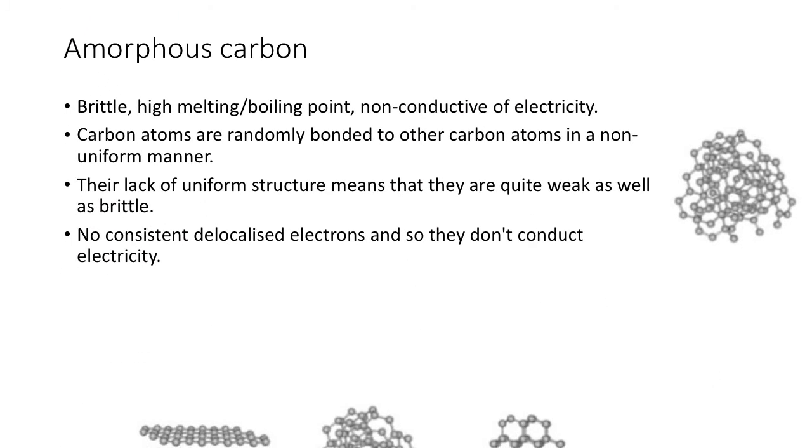Then finally, we have amorphous carbon, which is brittle, has a high melting and boiling point, and is non-conductive of electricity. This is generally the carbon that is coal or soot, and it's just a randomly jumbled mix of atoms. They're not forming a nice, pretty structure, so it's in a non-uniform manner. The lack of uniform structure makes them quite weak as well as brittle. So instead of being hard and brittle like diamond, this amorphous carbon is weak and brittle, because there's no uniform structure. If you were to push a certain portion of it, it would just break along some sort of plane, because all of the bonds are there, but they're not very organized.